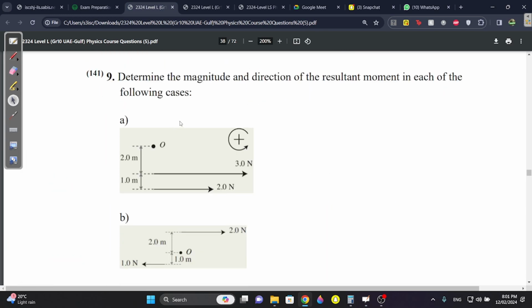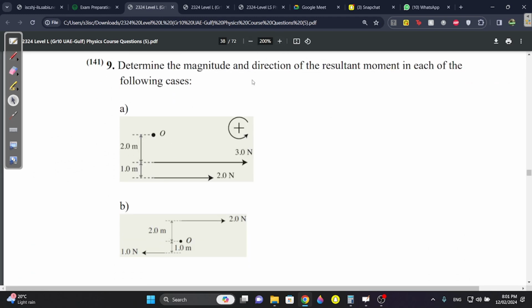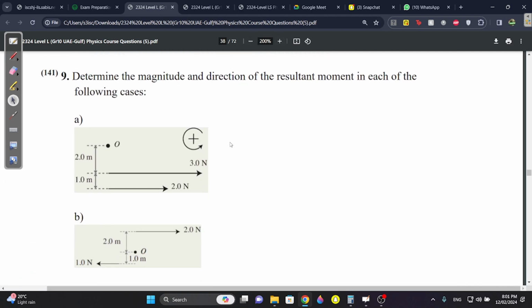Question 9. Even though it's not grid, I'll do it. Determine the magnitude and direction of the resultant moment in each of the cases. So you just have to find the moment for each one. Let's start with 3. Let's call this F1 and this F2. The moment of F1 will be plus or minus F1 times D perpendicular. Will it be plus or minus?